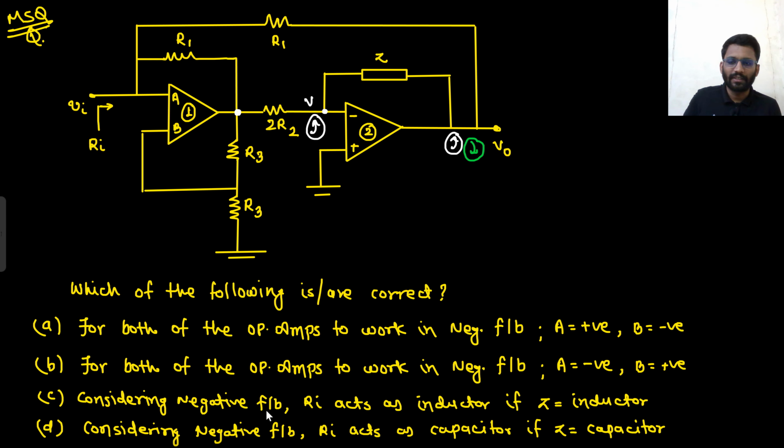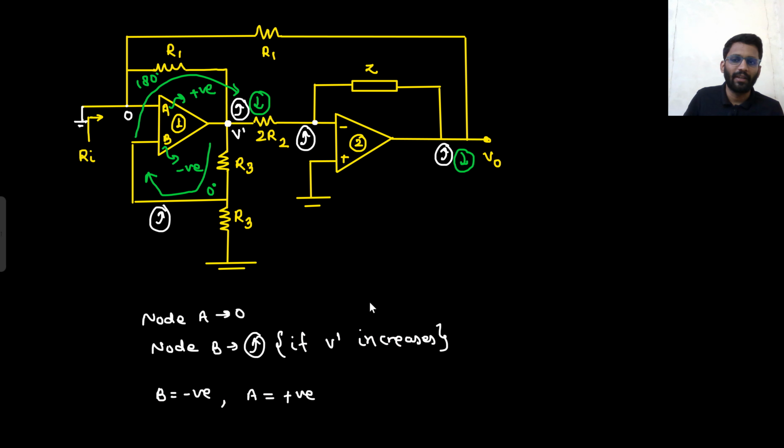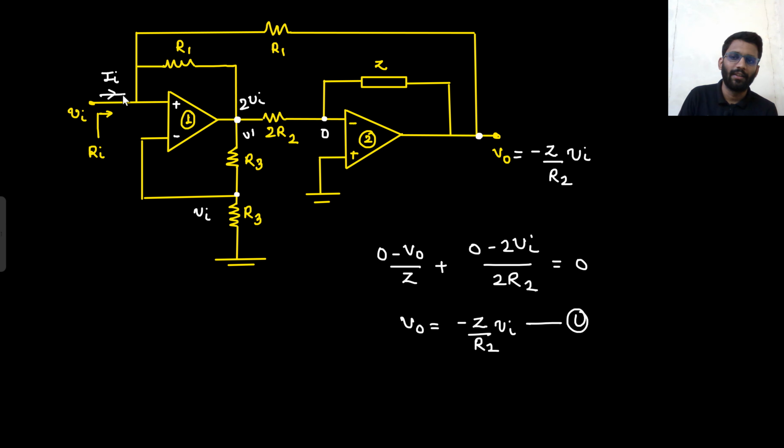What is your target? What is the second question? So first question was A should be positive and B should be negative. Now you need to talk about input impedance. Your target is to find input impedance. What is input impedance? V in by I in. So your target is to find V in by I in. That's it. This is your target.